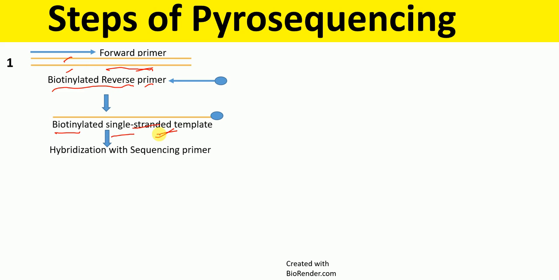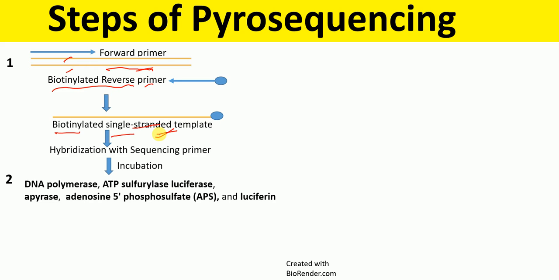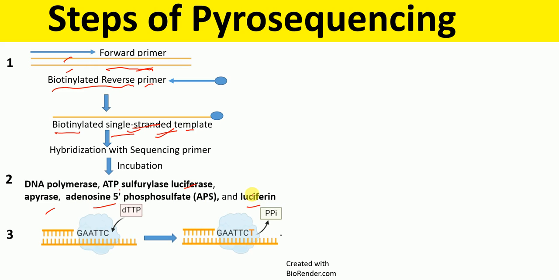In the next step, we incubate biotinylated single-stranded template and hybridized primers with DNA polymerase, ATP sulfurylase, luciferase, apyrase, adenosine 5' phosphosulfate, and luciferin. And in the next step, what happens? The first dNTP is added to the reaction.